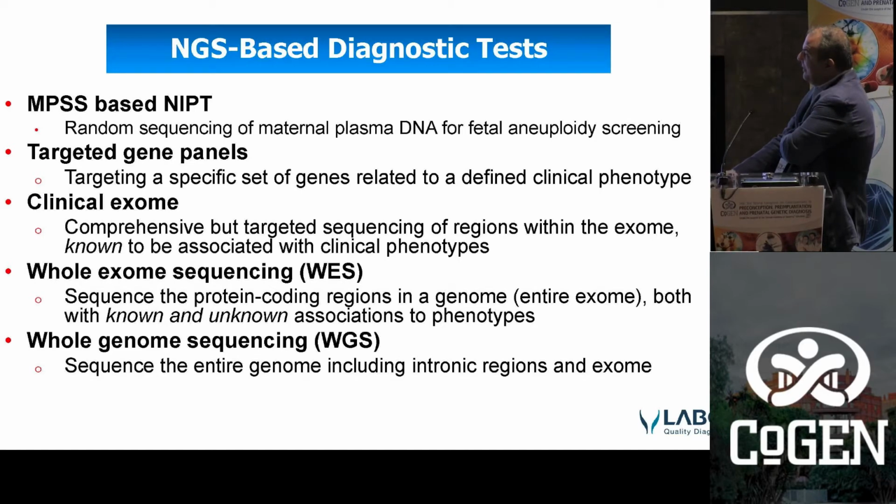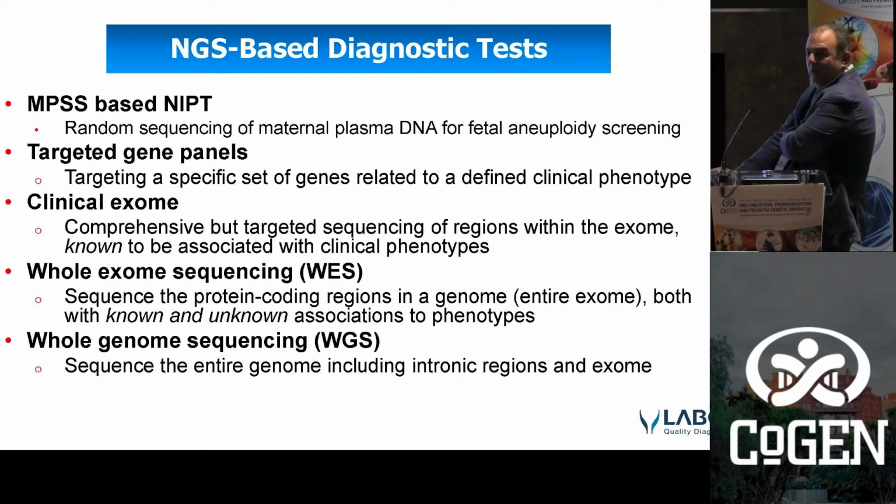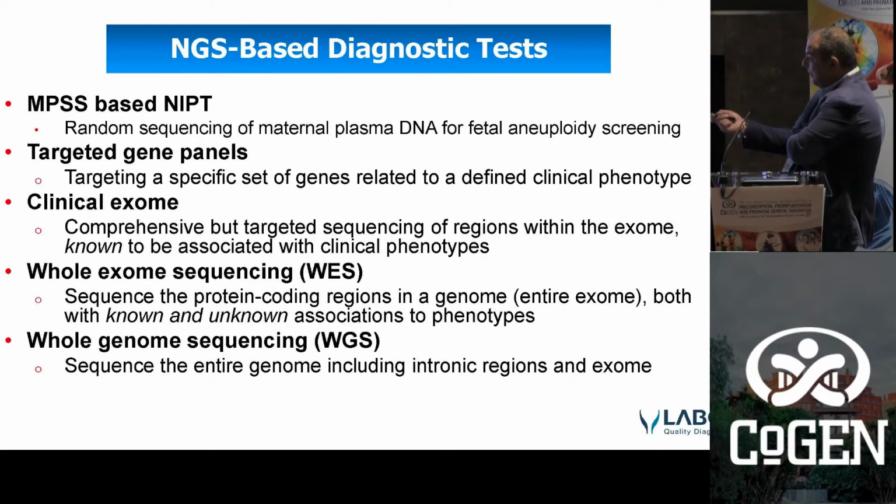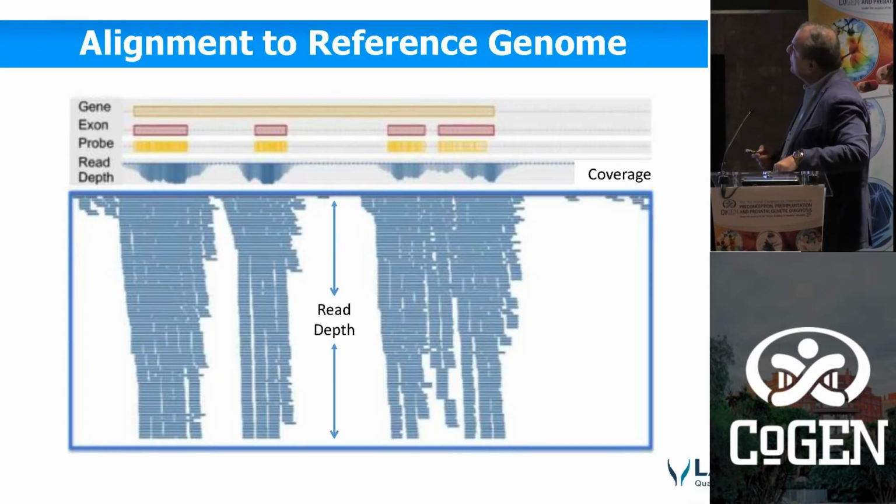This means targeting a specific set of genes, from 20 to 90 different genes, which are known to be related to a defined clinical phenotype, like a panel for skeletal dysplasia in a fetus with abnormal ultrasounds. And clinical exome, this comprehensive and targeted sequencing of regions within the exome which are very well known and characterized to be associated with clinical phenotypes, or also the whole exome sequencing, which includes basically the entire exome, and whole genome sequencing, which is, as Yuval mentioned, of course, sequencing both intronic and exonic regions.